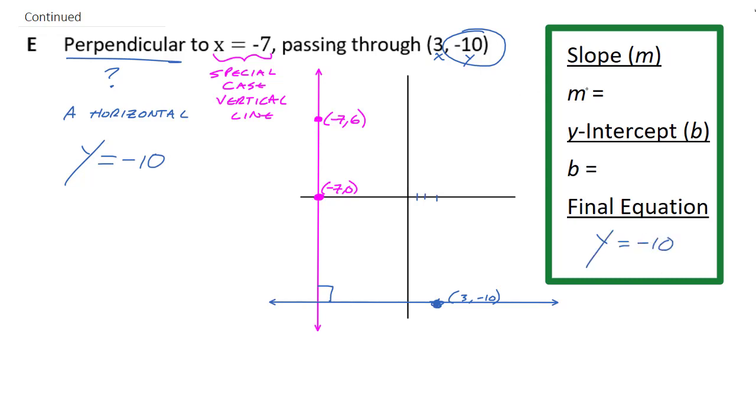Now, what can we say about this? What is the slope of a horizontal line? Remember, it's flat ground. It has no steepness. The slope is 0. What's the y-intercept? Well, where would it cross the y-axis? It would cross at 0, negative 10, because every point on that horizontal line has a y-coordinate of negative 10.